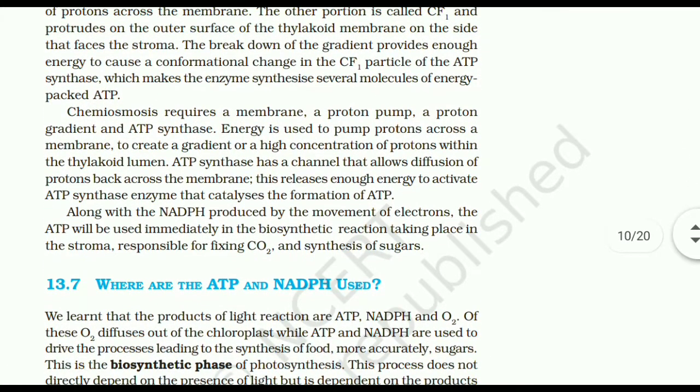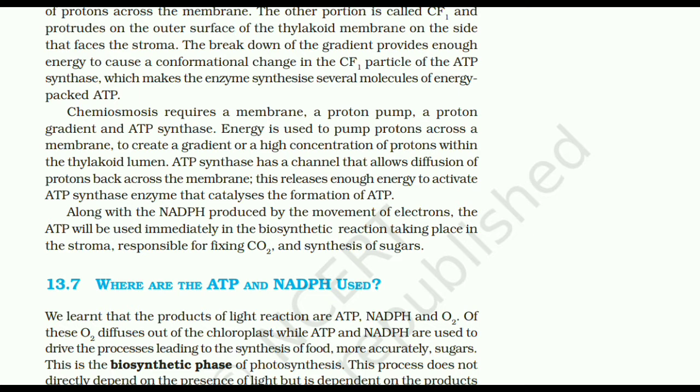Chemiosmosis requires a membrane, a proton pump, a proton gradient, and ATP synthase. The energy is used to pump protons across a membrane to create a gradient, or a high concentration of protons, within the thylakoid membrane. ATP synthase has a channel that allows diffusion of protons back across the membrane. This releases enough energy to activate the ATP synthase enzyme that catalyzes the formation of ATP.